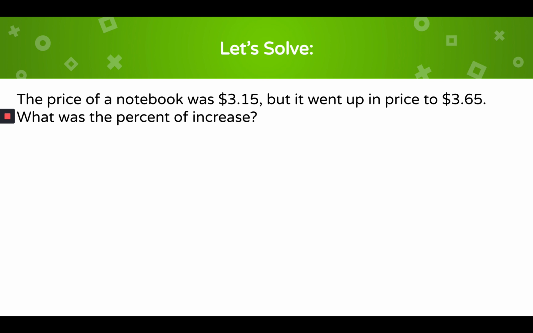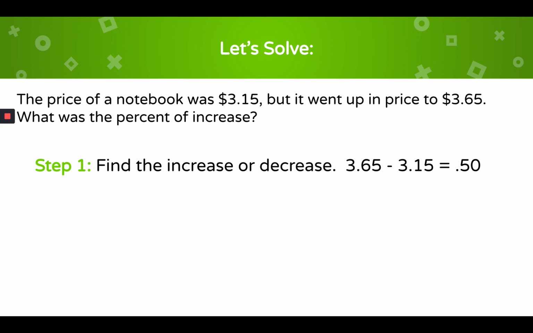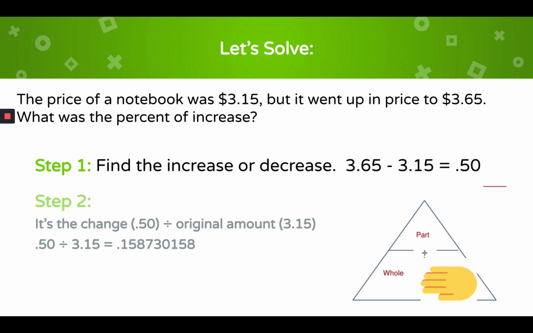The price of a notebook was $3.15, but it went up in price to $3.65. What was the percent of increase? Okay, so I find the amount of change. And 365 minus 315, that's 50 cents difference. So that's the change, or the part, 50 cents. I'm going to cover up what I'm looking for, and I know I'm dividing. On all these questions today, you're dividing. So it's the change, 50 cents, divided by the original amount. And the notebook originally was $3.15.